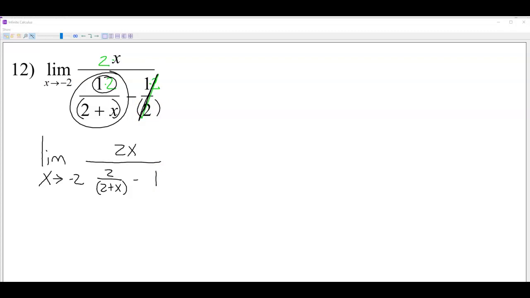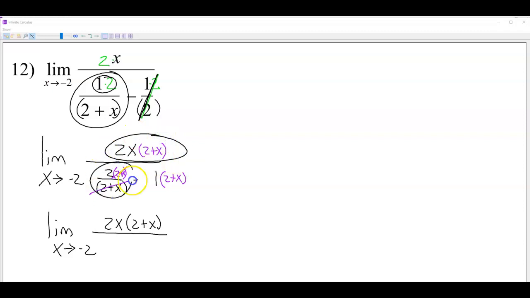And now I want to get rid of this other denominator, this 2 plus x here. I want to get rid of that. So now I'm going to multiply everything by 2 plus x. And by doing that, this and this cancel. And let's see what we have left as a result. Got 2x times 2 plus x on the top now. And on the bottom, this piece here is just a 2. And then we have minus, and then 1 times 2 plus x. And there we have it.